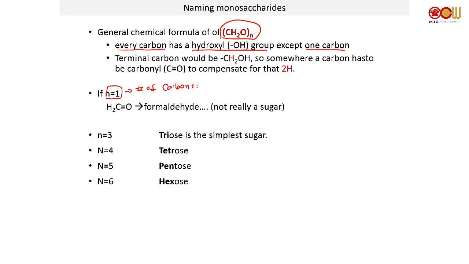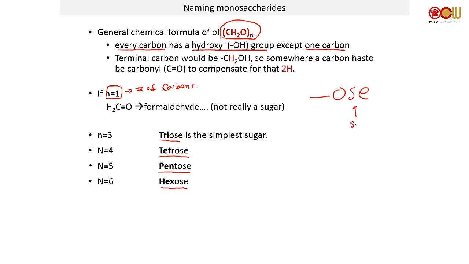If n is equal to 1, you have formaldehyde. Yeah, that's not sugar, okay? It's actually very toxic. n equal to 2, we don't usually count that as sugar as well. So usually, when n is equal to 3, we start counting it as a sugar. Okay, so you have triose, tetrose, pentose, hexose. Okay, so sugars will always have the ending of -ose.